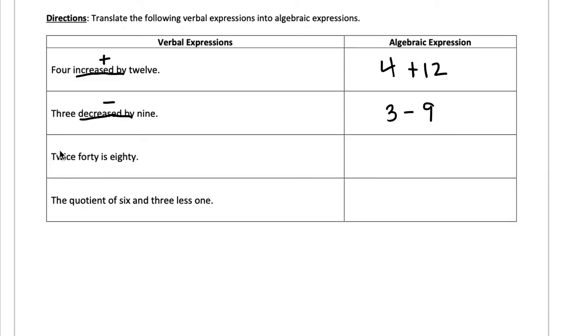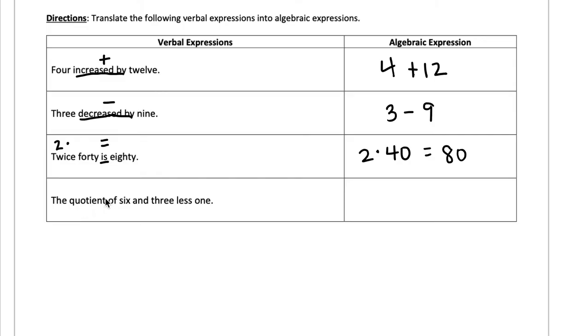My next example says twice. Twice means 2 times something. And then it says 40. So the next keyword that we have is "is." Whenever we hear the word "is," it means equals. So we're going to set this up as twice 40, so 2 times 40 is, or equals, 80. And 2 times 40 does equal 80, so that is a true statement.